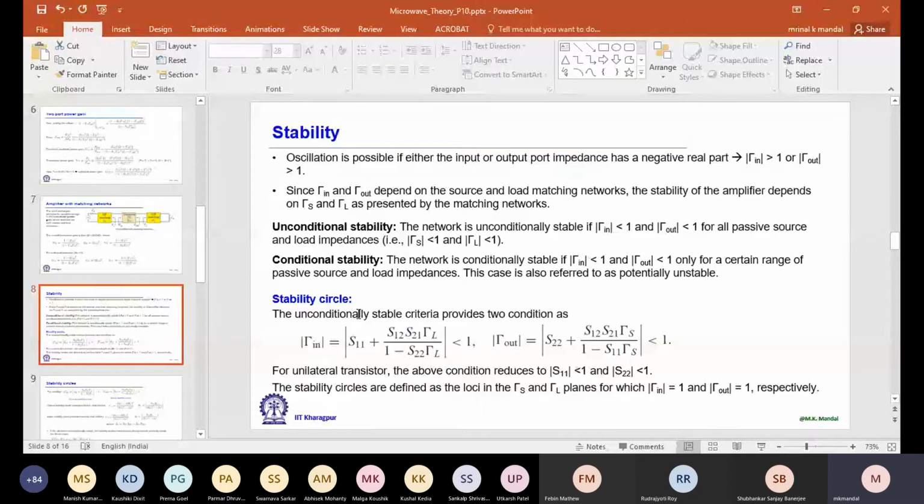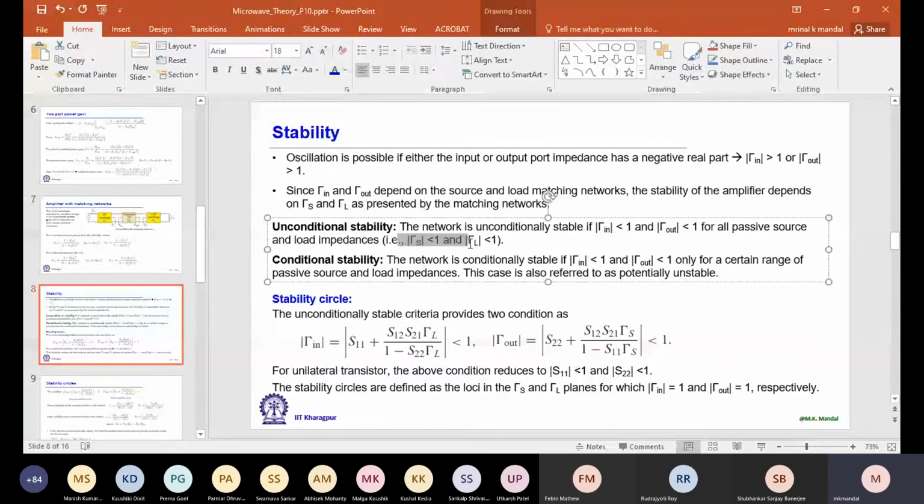Now, in general, gamma S or gamma L is determined by the left hand side and right hand side. If we don't have any other active components, let's say it is all passive components, then we cannot have negative resistance anytime. Then we can assume magnitude of gamma S less than 1 and magnitude of gamma L less than 1. This is true for all passive components, all passive sources.